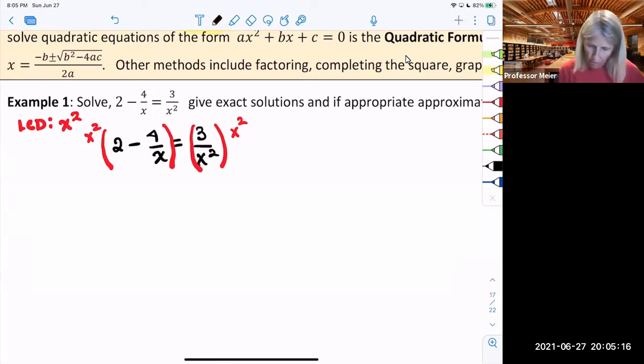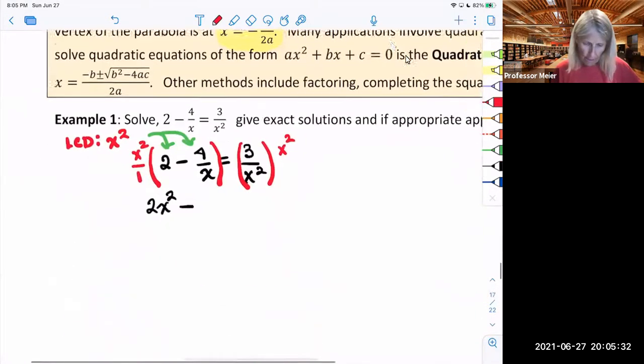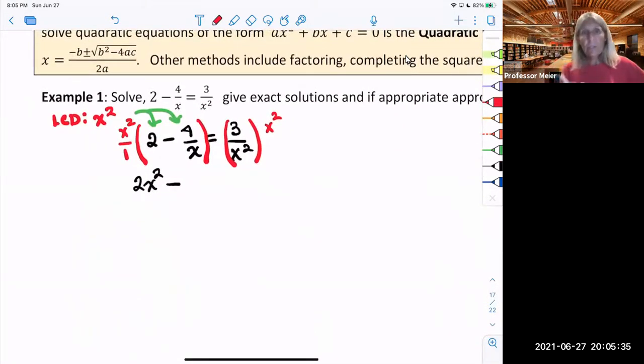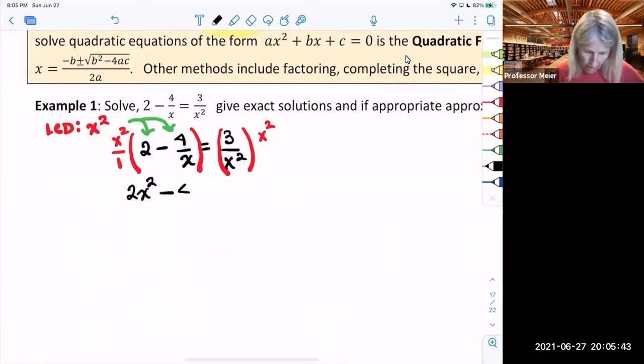Okay, so x squared times 2, if I distribute here, x squared here and here, that's going to give me 2x squared, minus, now when we take x squared times 4 over x, remember the x squared is like x squared over 1. Sorry about that. Then we can cross cancel an x on the top with the x on the bottom of the 4. What we'll be left with there is just a 4x, equals, and on the right-hand side, that x squared over 1 cross cancels with the x squared on the bottom, and we just get 3.